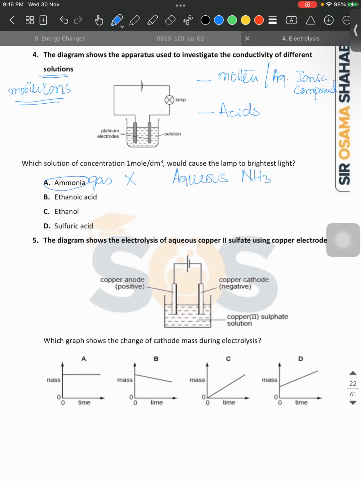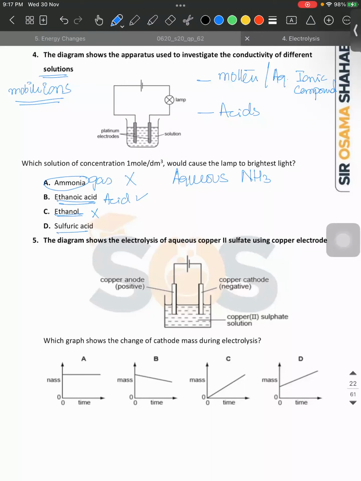Aqueous ammonia के पास free ions होते हैं. It has ammonium ion and a hydroxide ion, but right now this is not ammonium ion. This is actually only ammonia, which is a gas, so it does not have ions. So right now this is not the right answer. Then ethanoic acid is an acid. It can conduct electricity, and ethanol has no ions, right? It cannot conduct electricity. It is a covalent compound. It cannot conduct electricity because it does not have free ions.